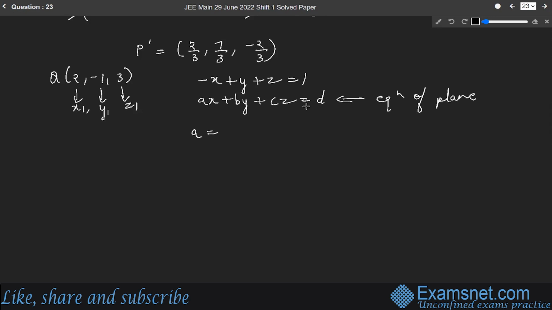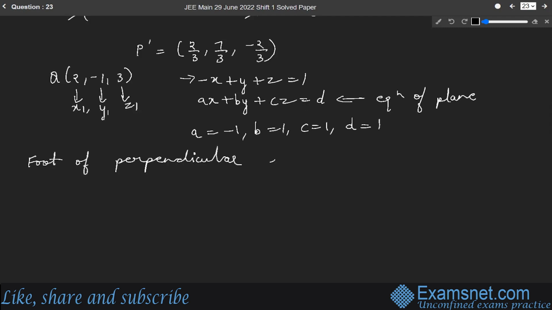A is the coefficient of x. What is the coefficient of x here? Minus 1. B is 1, C is 1 and D is also 1. We have already calculated these values, right? So now let us calculate the foot of perpendicular from point Q.